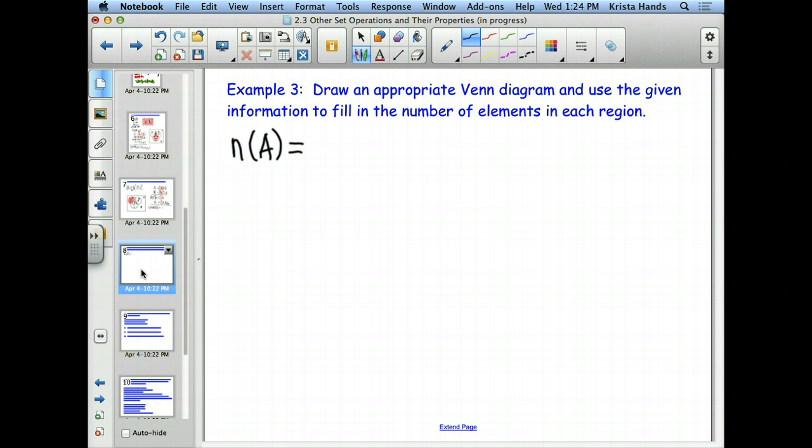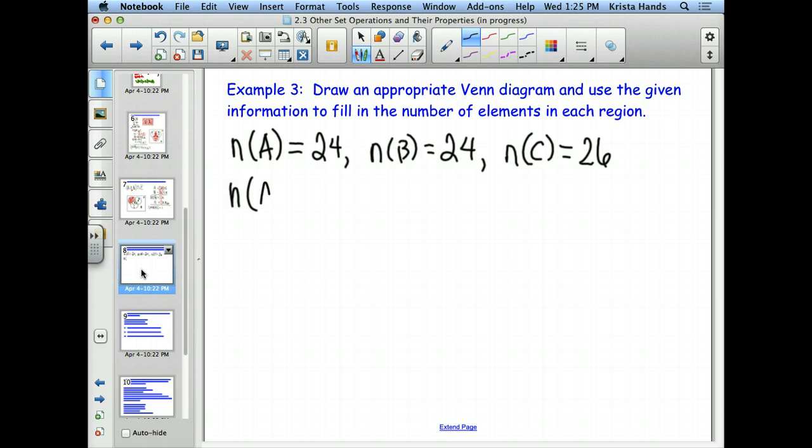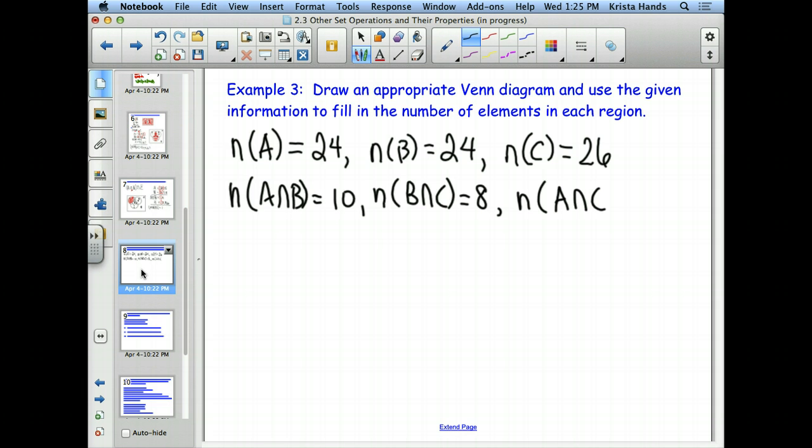So this is N of A is 24. N of B, also 24. N of C is 26. N of A intersect B is 10. N of B intersect C is 8. And N of A intersect C is 15. N of A intersect B intersect C is 6. And the last one is N of U is 15.